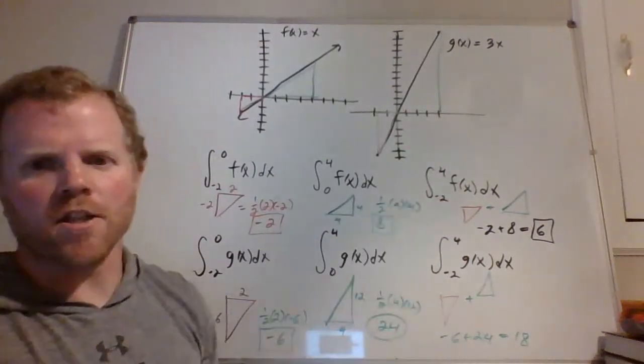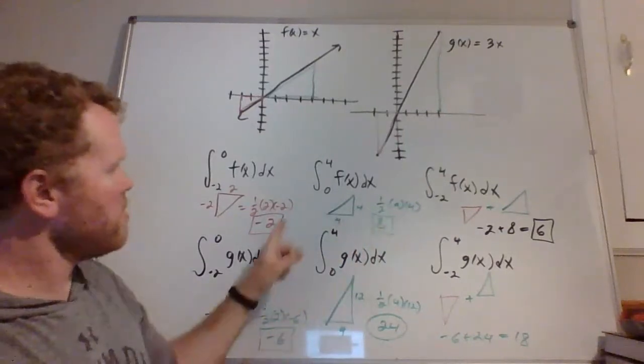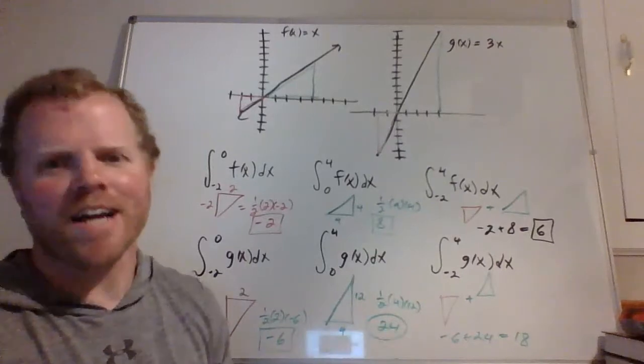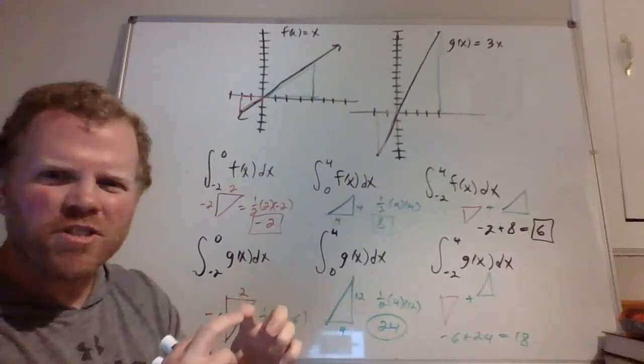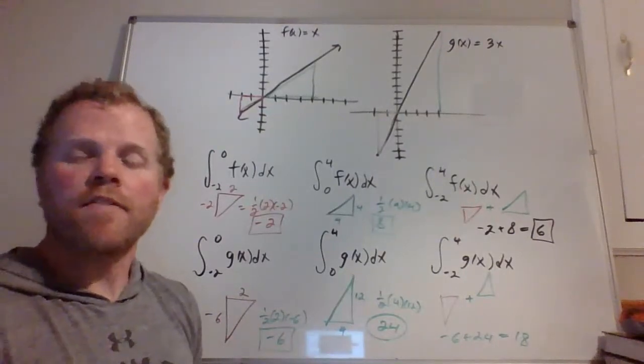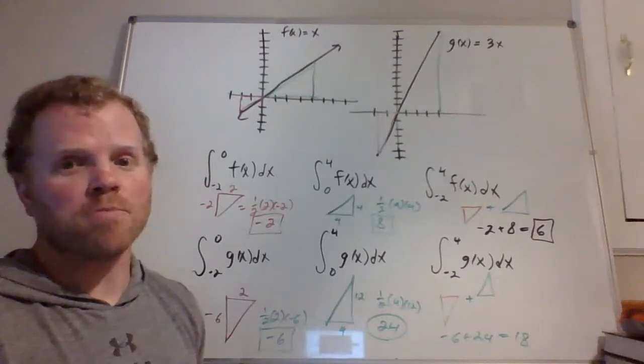6, 18. That's a 3 to 1 ratio. This is 3 times bigger than this. This is 3 times bigger than this. That's it. It's 3 times bigger because of that constant. It basically makes the height of all those infinitely little skinny rectangles 3 times taller. And if all the heights are 3 times taller, then overall the answer is going to be 3 times bigger.